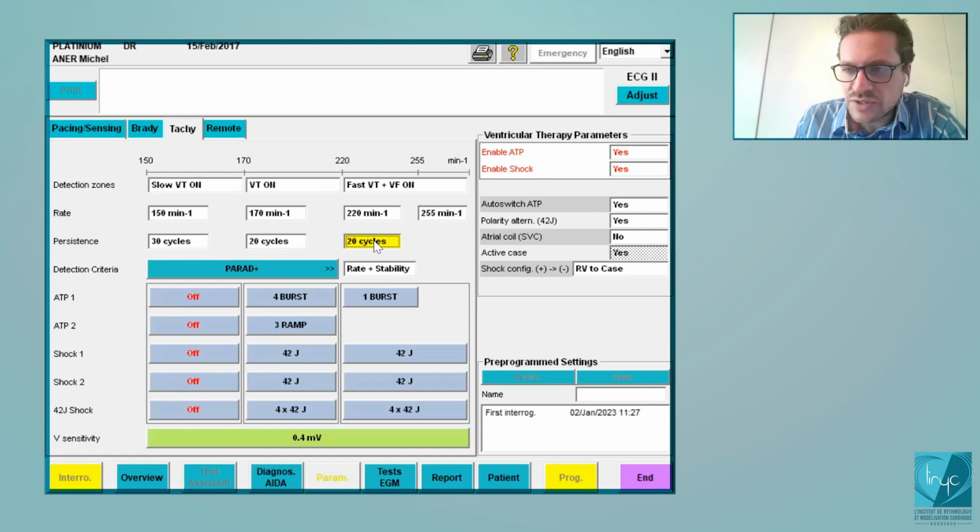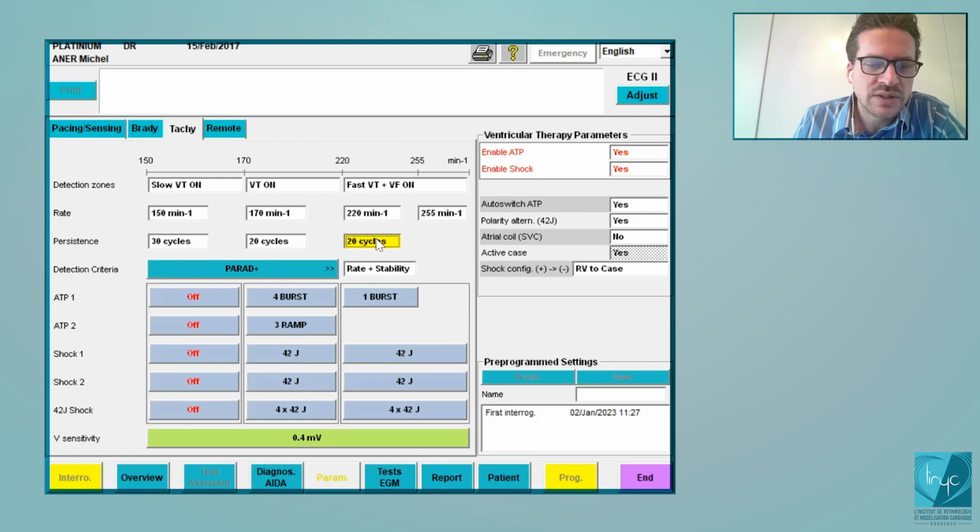We don't want to deliver shocks, because patients with shocks, for VF of course, have a higher mortality than patients who did not get shocked for VT. So there's a lot of reasons why we want to have this little pause between the diagnosis and the therapy, because it just avoids a lot of unnecessary and also inappropriate shocks in case of intermittent noise and lead problems and external oversensing. So this should be 20, and I said 20.